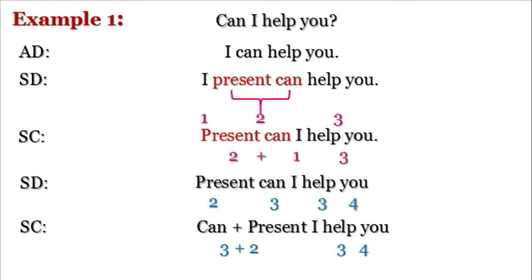We name the affixes. Present is number 2, can is number 3, help is number 3 and the rest is number 4. In the structural change we will have can plus present, meaning 3 plus 2, help is number 3 and you is number 4. And we will get the surface structure, which is can I help you.